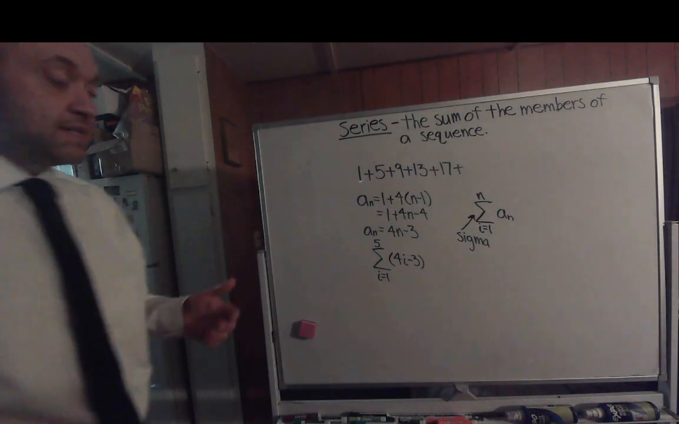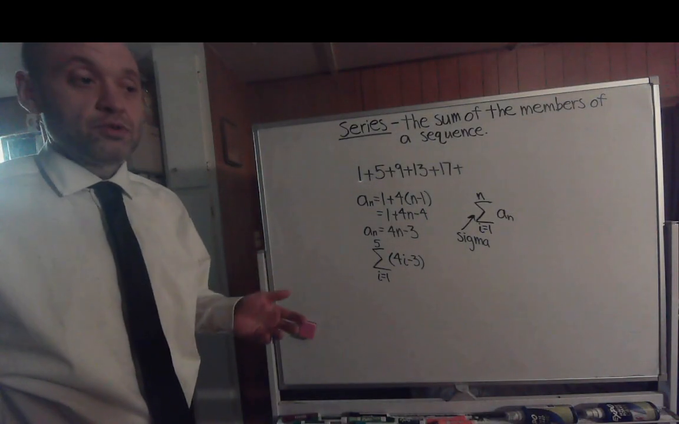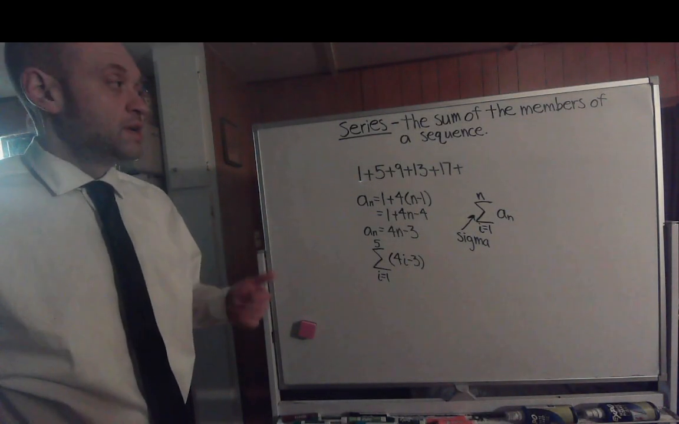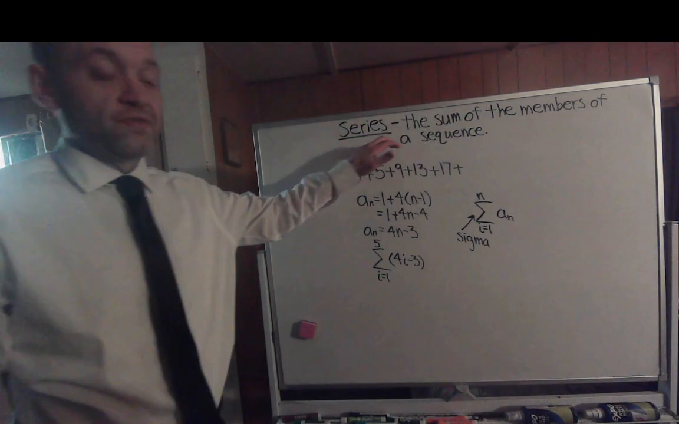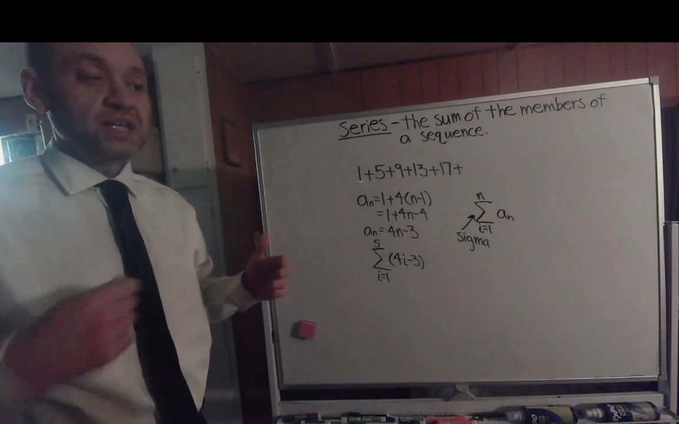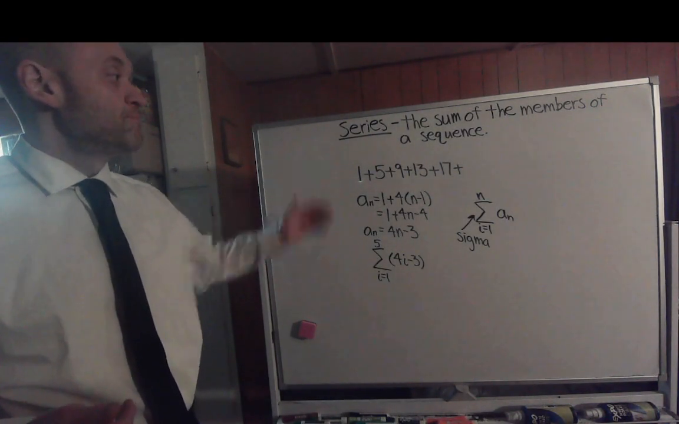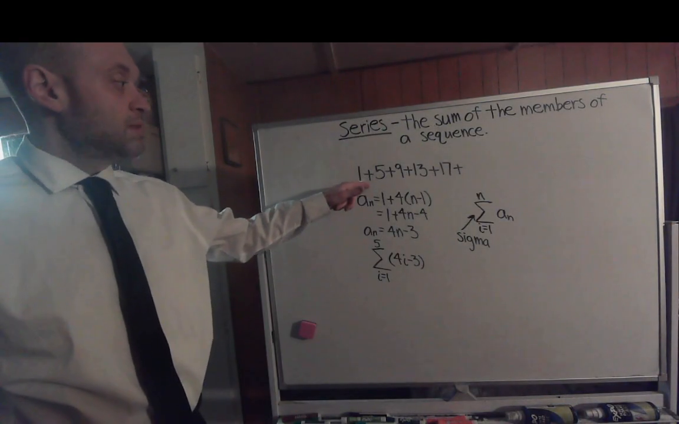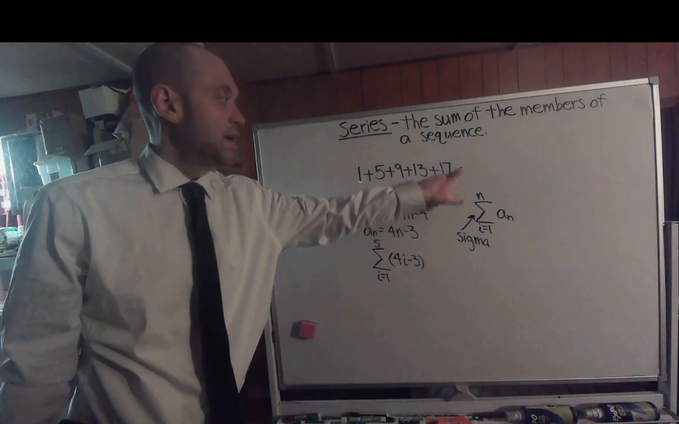Now in the last lesson we talked about sequences, which were simply a list of numbers or a set of numbers. Well, a series is the sum of the members of a sequence. So you take all the members of a sequence and you add them together. That's what a series is. So here you have 1 plus 5 plus 9 plus 13 plus 17. I don't know why I have the extra plus there.